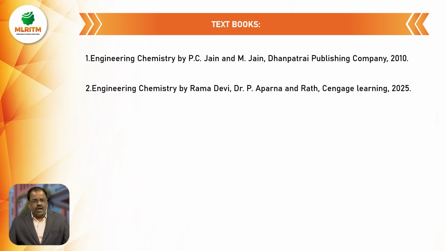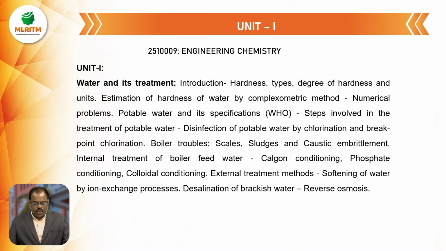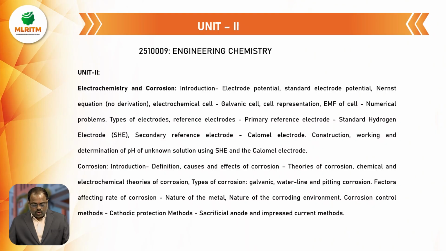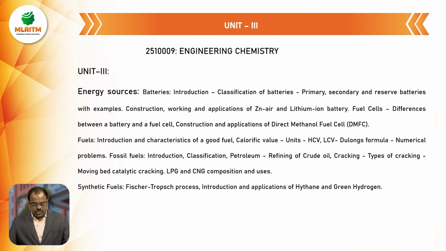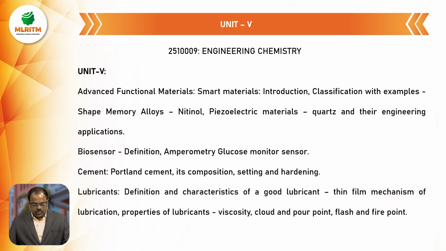So these are unit 5, 4, 3, 2, 1. Unit 1 is water and its treatment. Second one is electrochemistry and corrosion. Third one is energy sources. Fourth one is polymers. Fifth one is advanced functional materials.